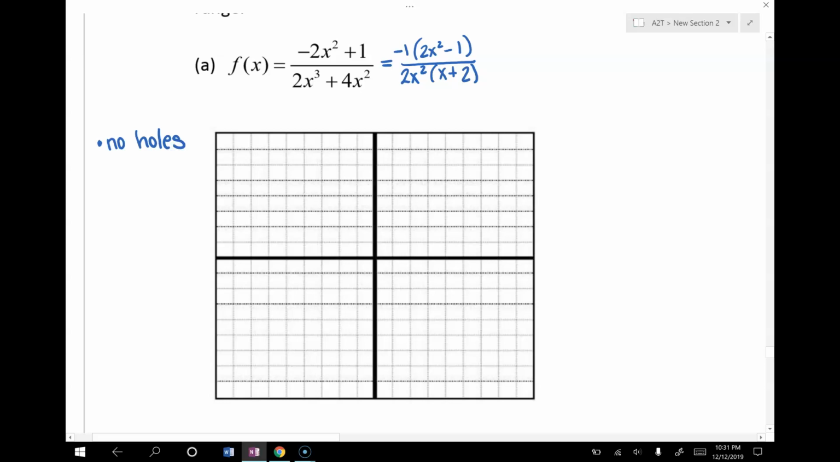You cannot cancel out the 2x squareds. The one in the numerator is being subtracted by 1. So it's not a monomial, it is a binomial. So if you're going to take away from one of the terms, you have to take away from both.